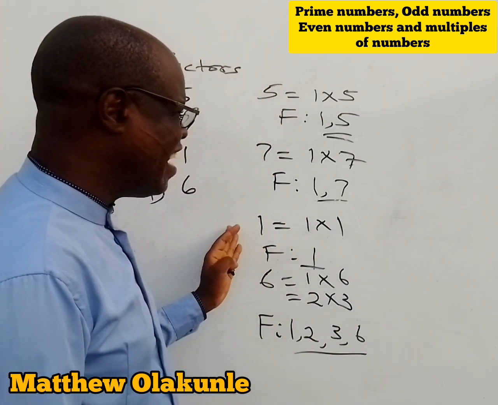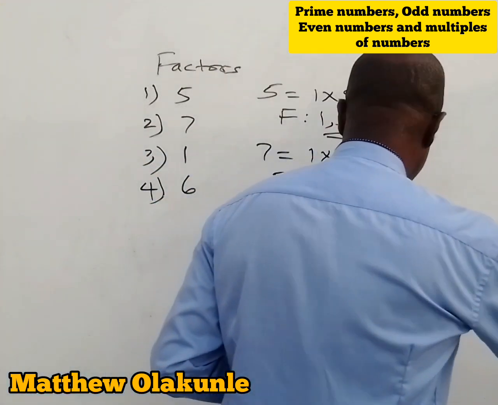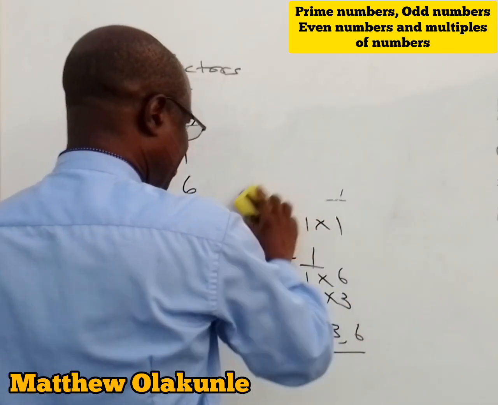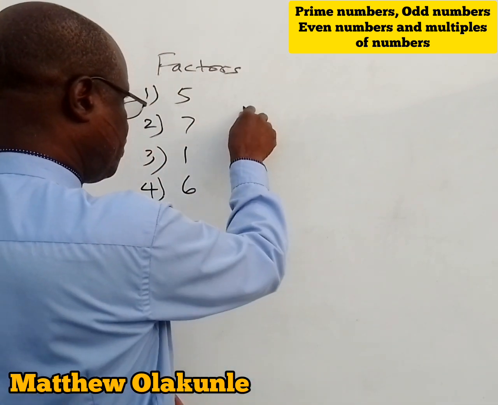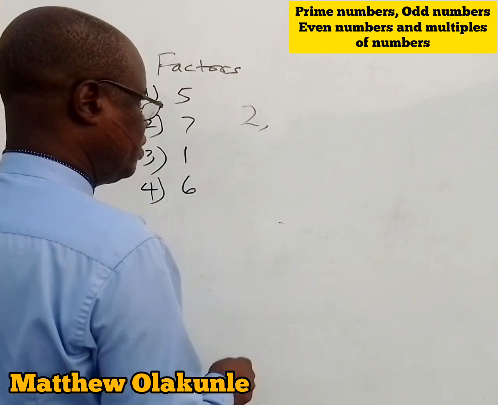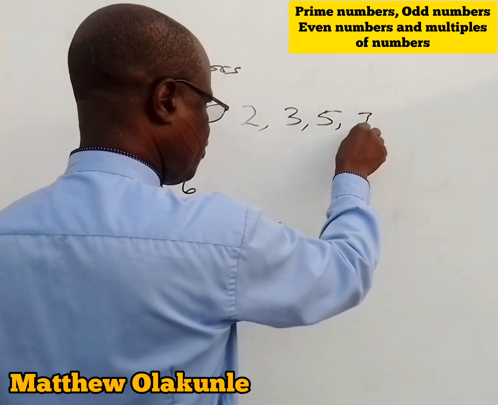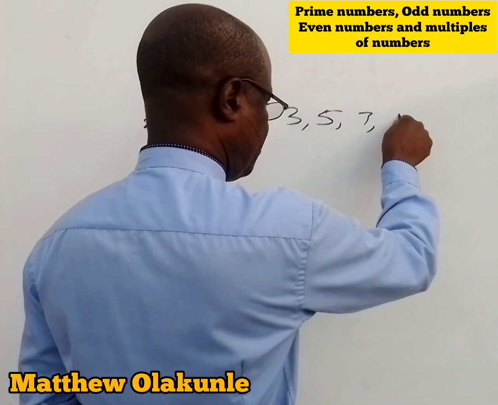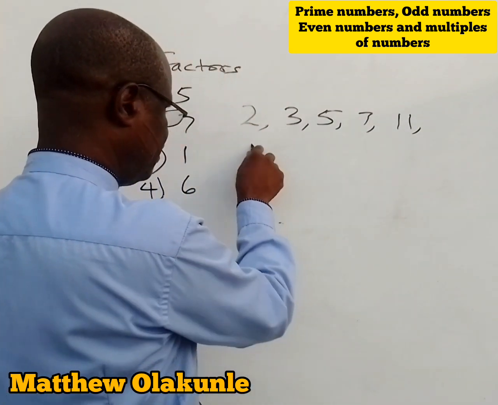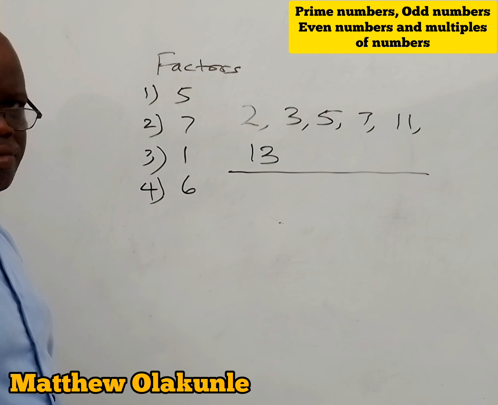Now from here, let's list prime numbers from 1 to 15. What are the prime numbers from 1 to 15? You have 2, you have 3, 5, 7, 8 is not there, 9 is not there, 11, 13. So all these are prime numbers.